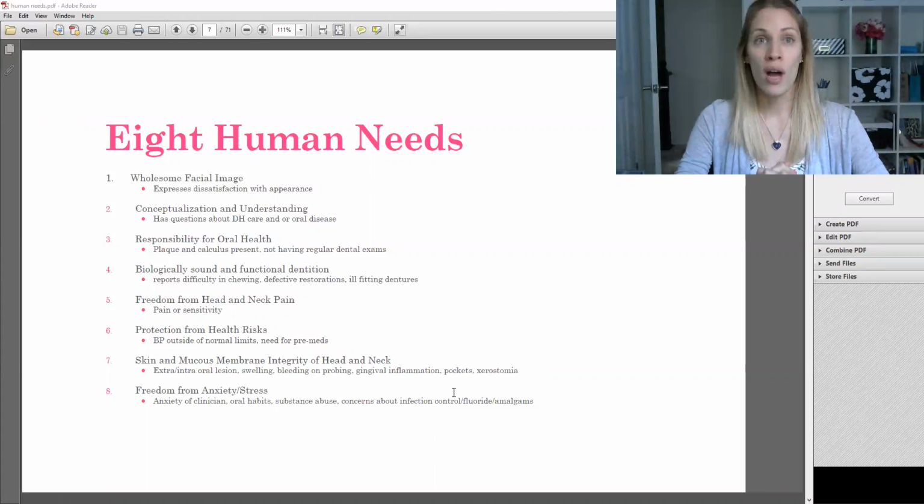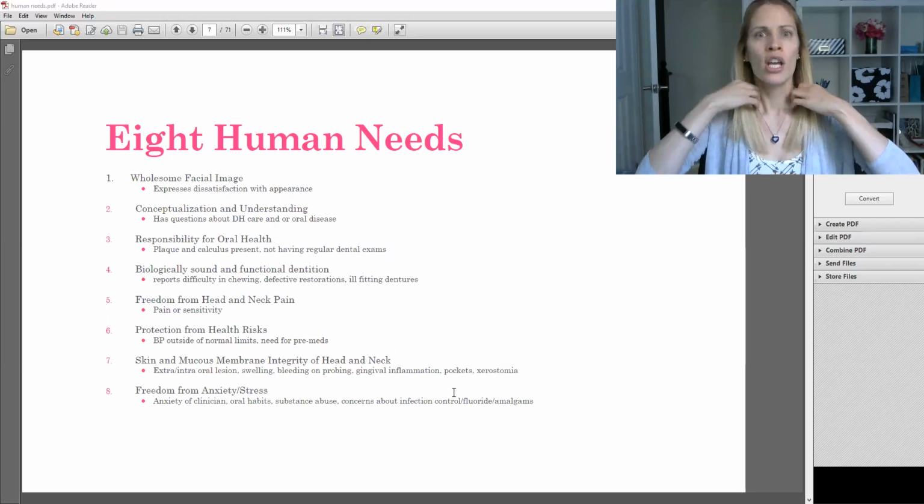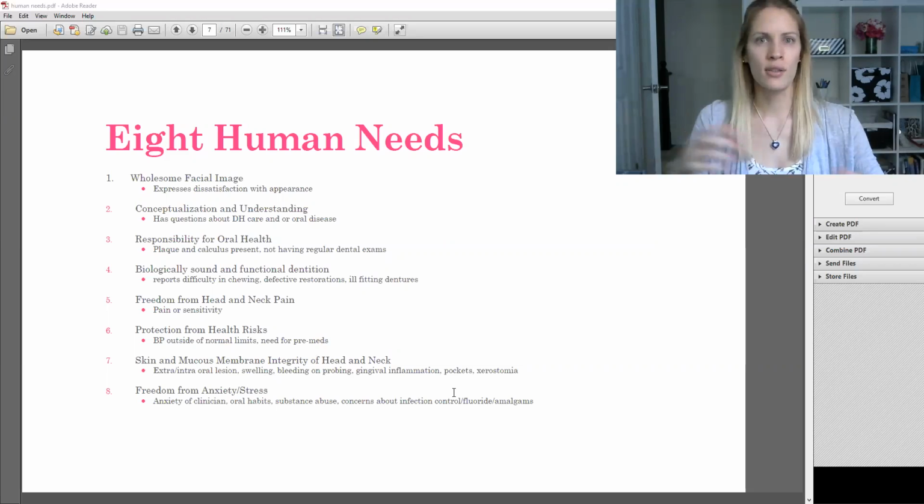Number 1 is wholesome facial image. So if the patient says anything about the appearance of their teeth, their smile, how things look, how things are shaped, they may say their teeth are too big or too small. They may say they don't like the yellow color of their teeth. They may say they don't like the spaces in between their teeth. They may think their teeth look too close together. Who knows? But anything having to do with their smile or how things look, that is wholesome facial image.